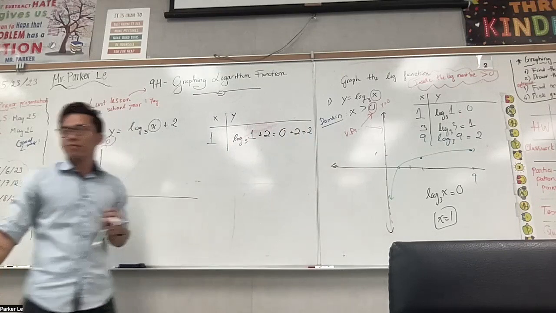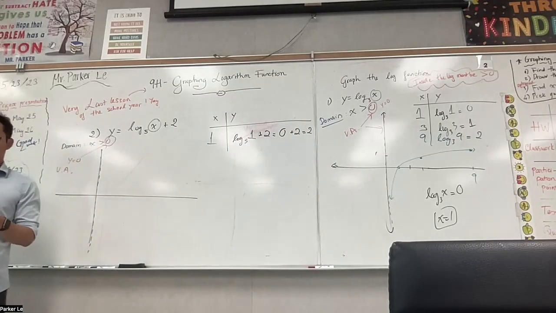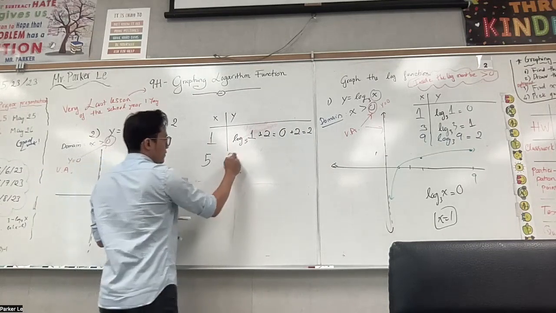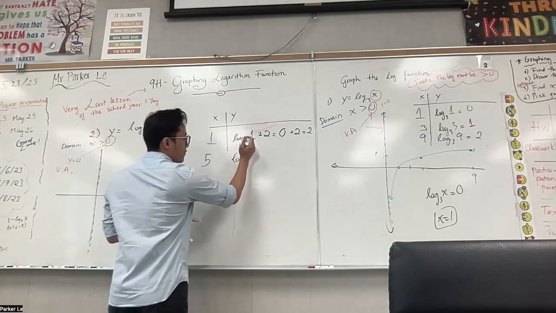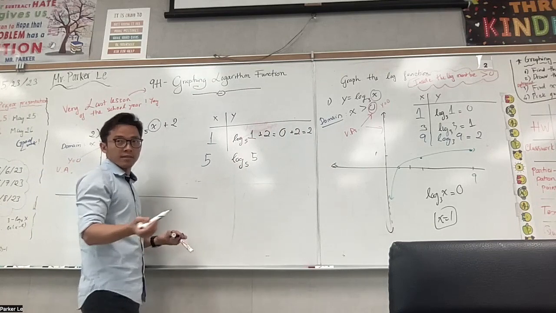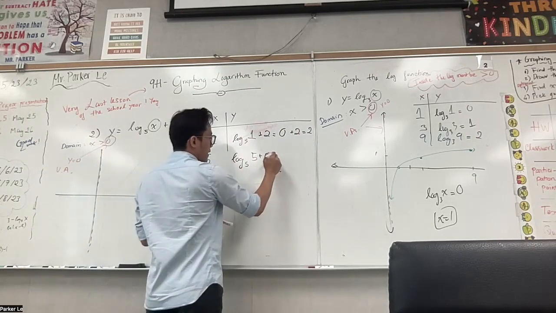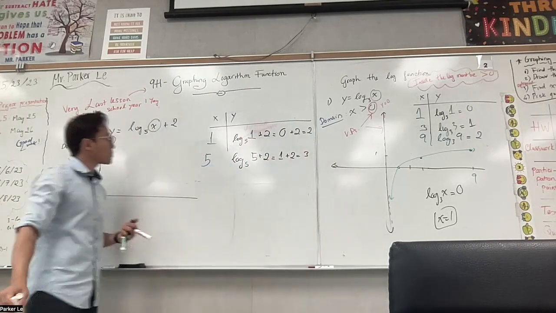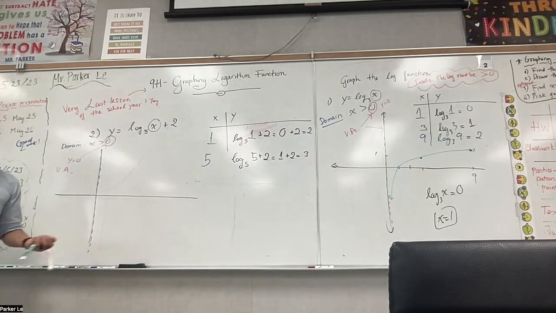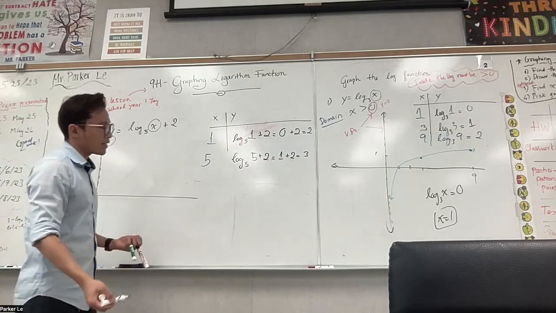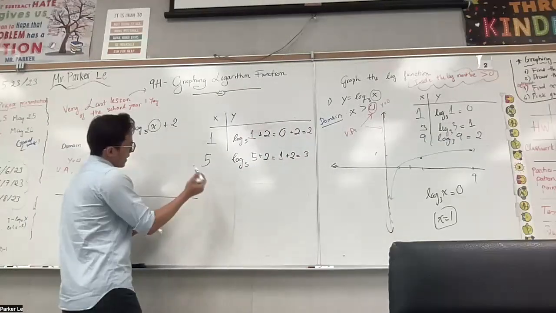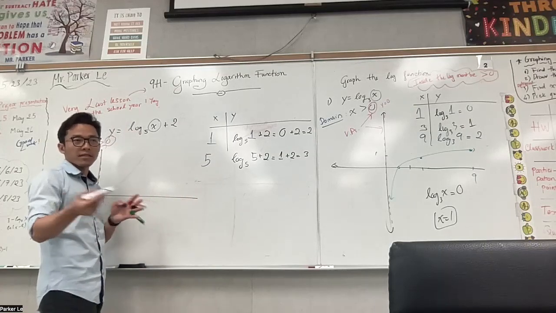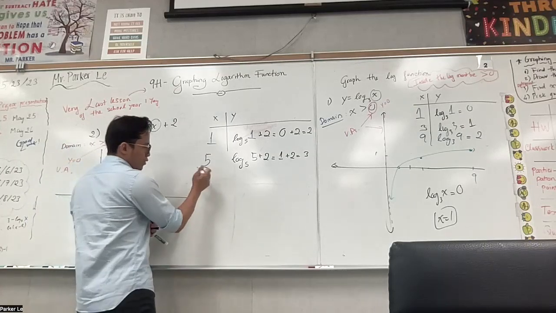Okay, what is the next best number? 5. Very good. 1 point for Sophia. 5. Why 5? Because log 5 of 5 is 1. It's easy for you to calculate. So this is 1 plus 2, so this is 3. What is the next best one? 25 is good. Yeah, 25 is good. If I were you, I would also think about 1 over 5. Log 5 of 1 over 5 is negative 1. But let us do 25.